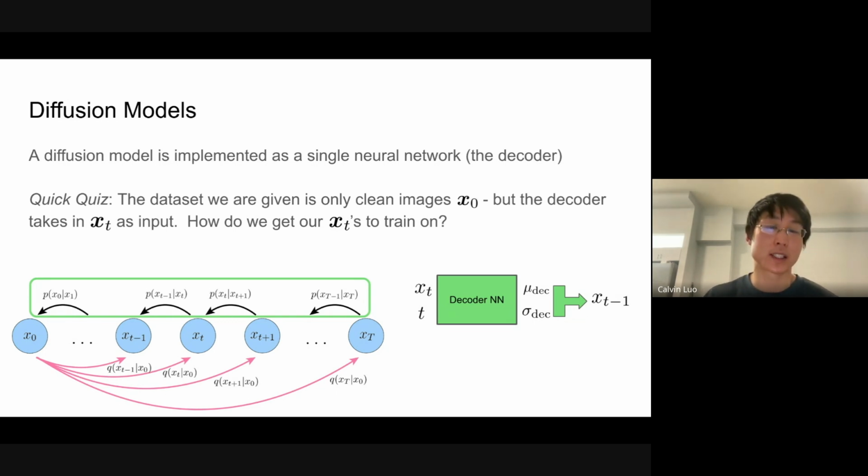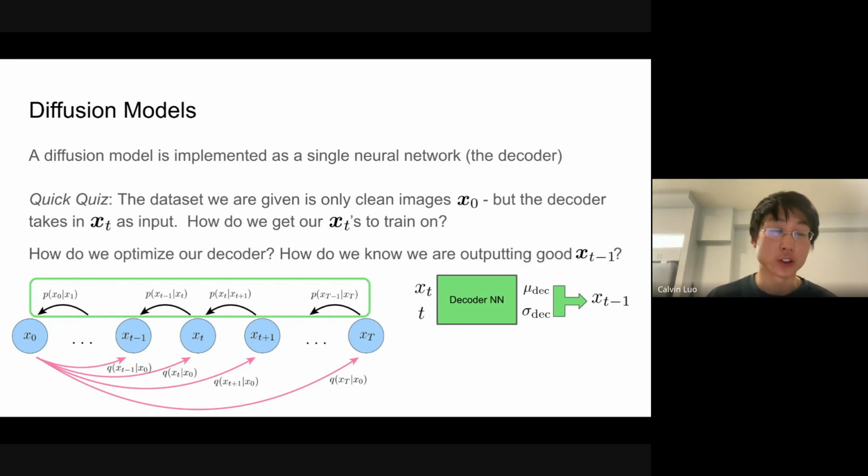A quick quiz: the data set that we're given is only clean images x0, right? Supposing we're trying to model images, but the decoder takes an xt as input. Well, how do we get our xt's to train on? The answer is we get the xt's to train on by following these pink arrows. We know the distribution of xt given clean image, which is what we have as our data set. So for any arbitrary xt that we want to generate, we just take the clean image, add the respective amount of Gaussian noise corruption, and that is our xt. And that's what we train our decoder model to handle, which we will do in a supervised way, as we will soon see.